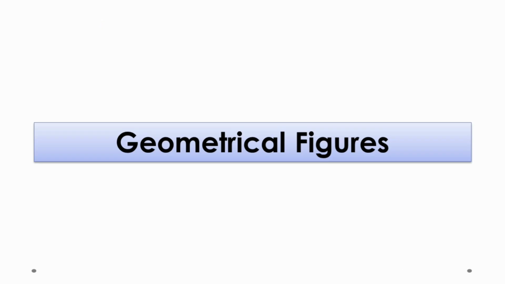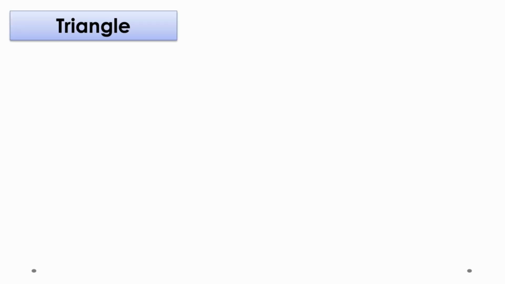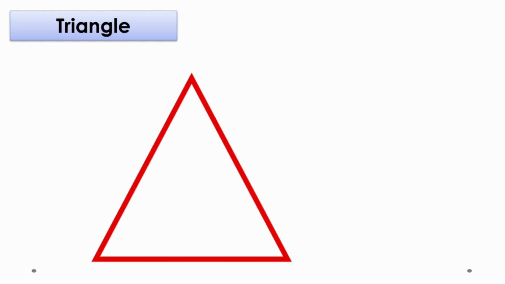Now, let's talk about some geometrical figures. Let's start with triangle. A triangle is basically a three-sided polygon. If we draw three lines that meet each other, it will form a triangle. Let's name this triangle as triangle ABC.